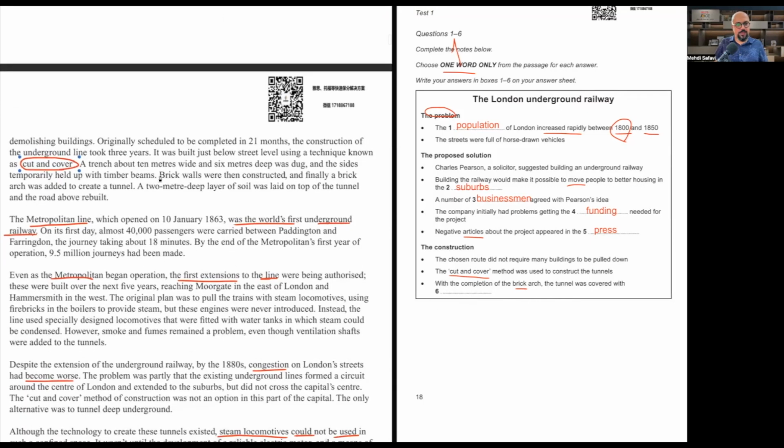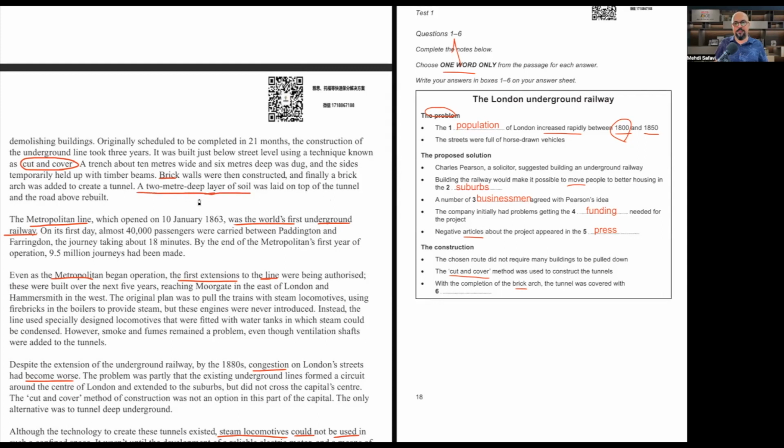So the brick, okay, we have bricks and arch. I don't know, tunnel, okay. A 2-meter deep layer of soil was laid on top of the tunnel. Okay, laid on top of the tunnel means was covered with. So what was it? What was covering that? So the answer is a 2-meter deep layer of soil.